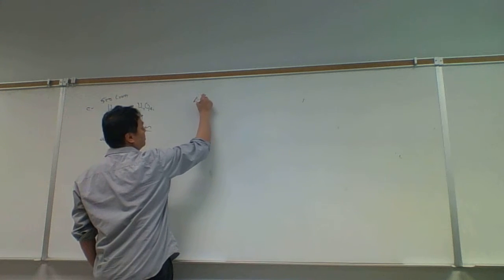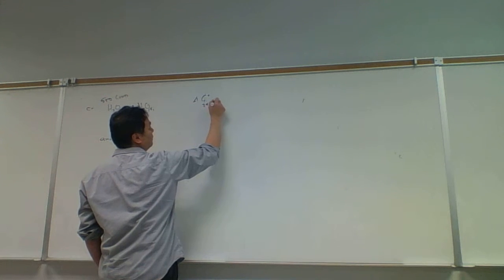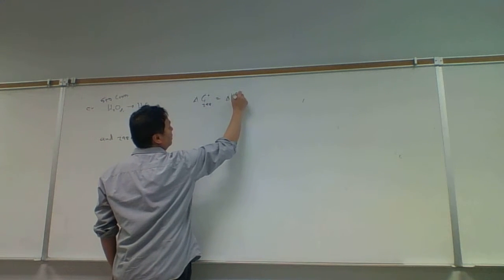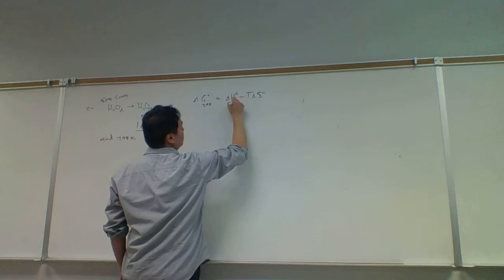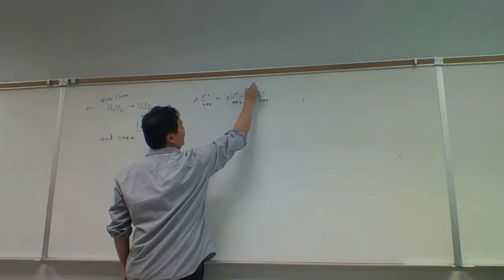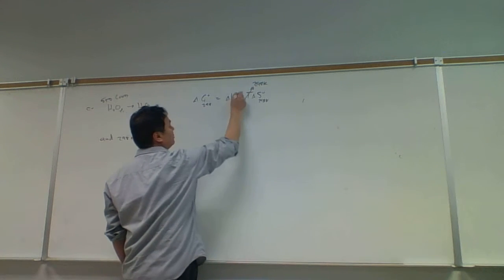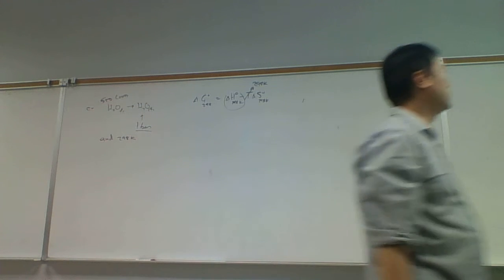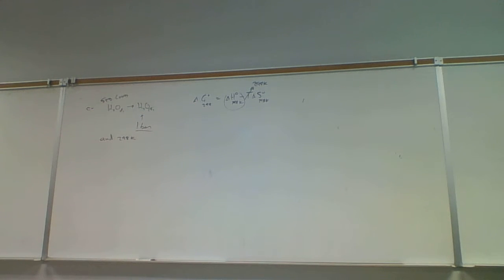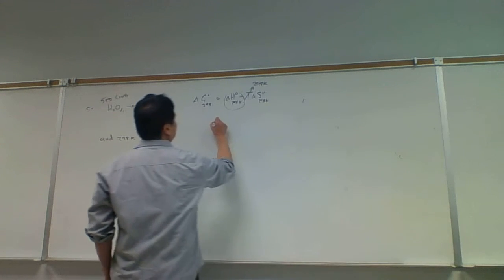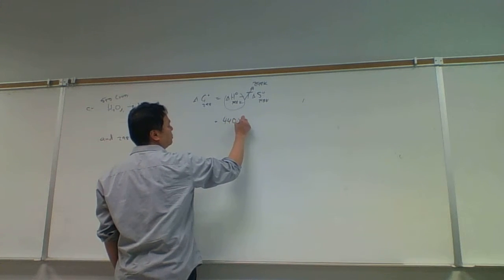Let's do our delta G naught. This is going to be delta G naught at 298 Kelvin. Delta G naught is equal to delta H naught minus T delta S naught. And both of these are going to be at 298, and T will be 298 Kelvin. Okay, so delta H naught at 298, we can just calculate it. It's going to be the delta H of formation of the product, minus 241.8, minus the delta H of formation of the reactant, minus 285, and it gives us 44.0 kilojoules. And so delta H is just 44.0 kilojoules.